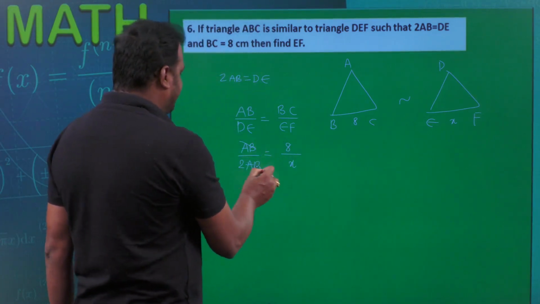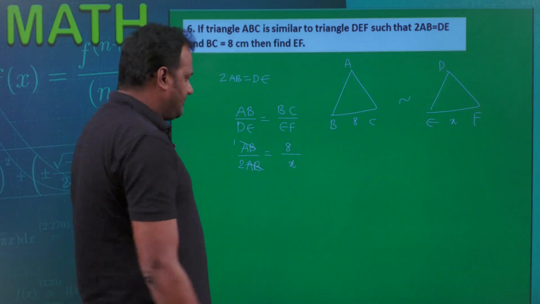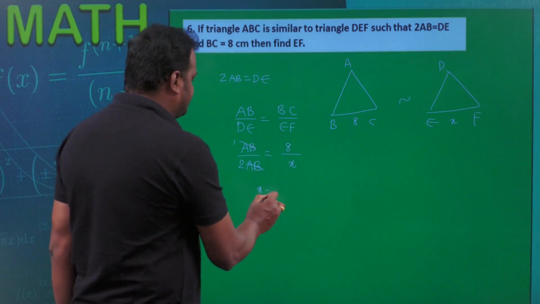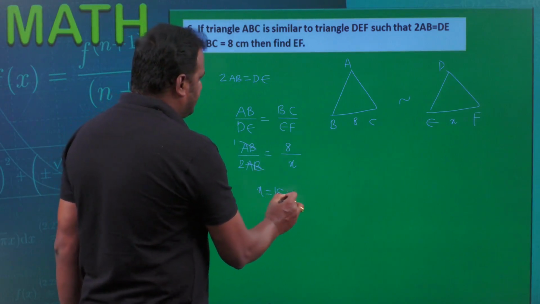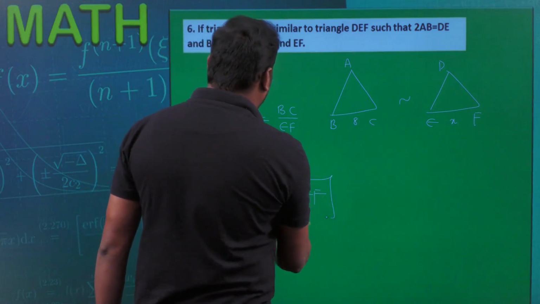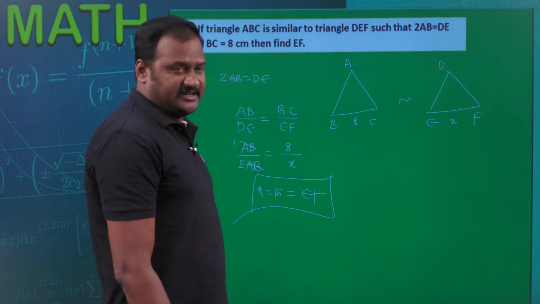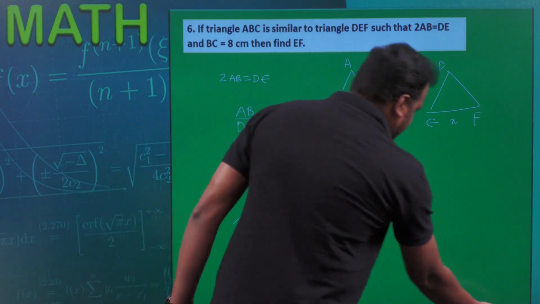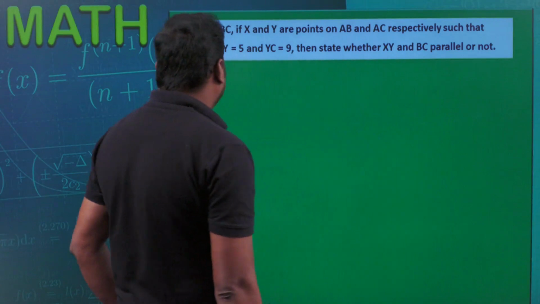See, AB gets cancelled, AB ones and AB ones. By cross multiplication, X into 1 equal to X, which is equal to 2 eights are 16. Therefore, EF is equal to 16. See how easily we got the answer? Right. Coming to the next problem.